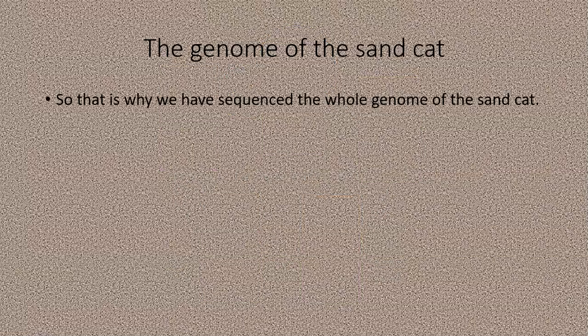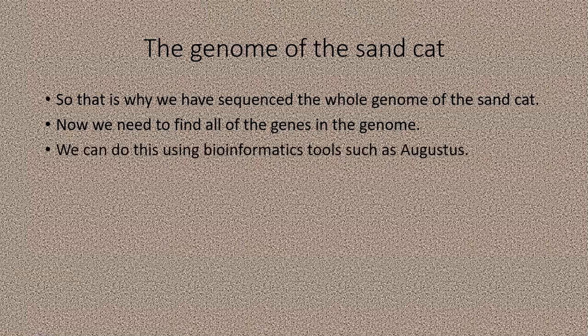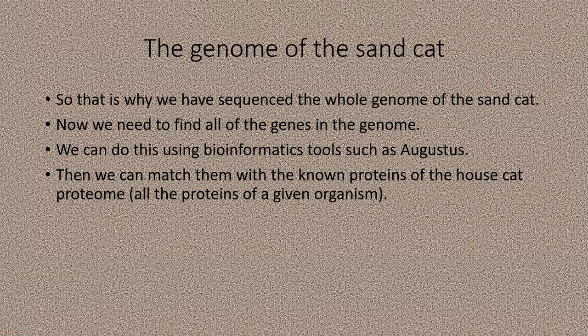And so that's why we have sequenced the whole genome of the sandcat. It's available. Now we need to find all the genes in the genome. That is, we have to annotate the genome sequence of the sandcat. That's a technical term, it's gene annotation. And so we can do this using bioinformatics tools such as Augustus or other tools. Then we can match them with the known proteins of the house cat proteome, proteome meaning all the proteins of a given organism.